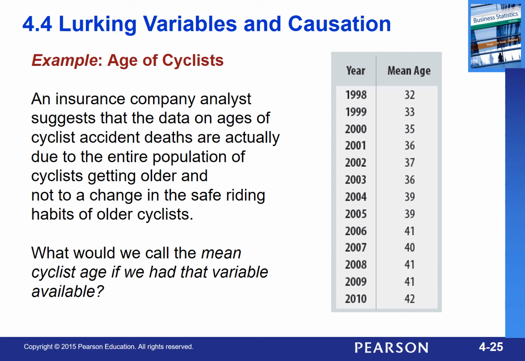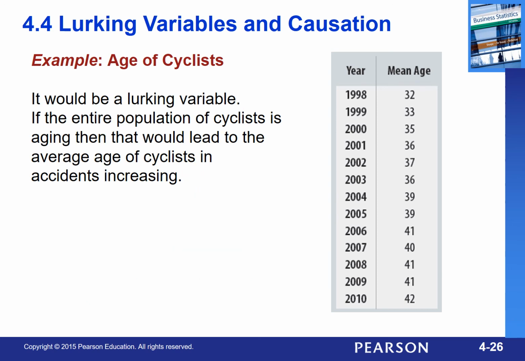All right, let's look at the cycling example again. So an insurance company analyst suggests the idea that the ages of the cyclists' accidental deaths are actually due to the entire population of cyclists getting older. Huh? And not to change the safety riding habits of older cyclists. What? This seems already crazy, right? So, what would we call the mean age of cyclists if we had that variable available? Well, it would be the lurker.